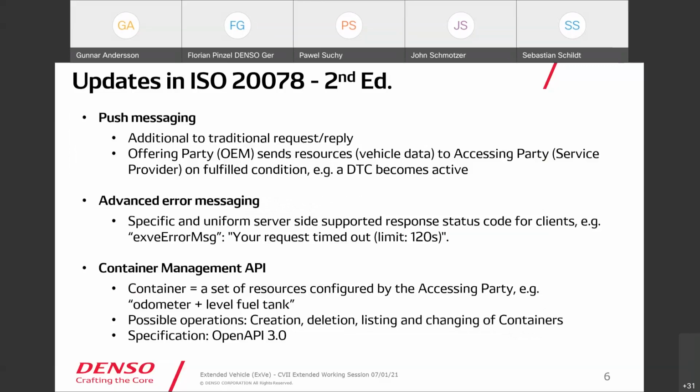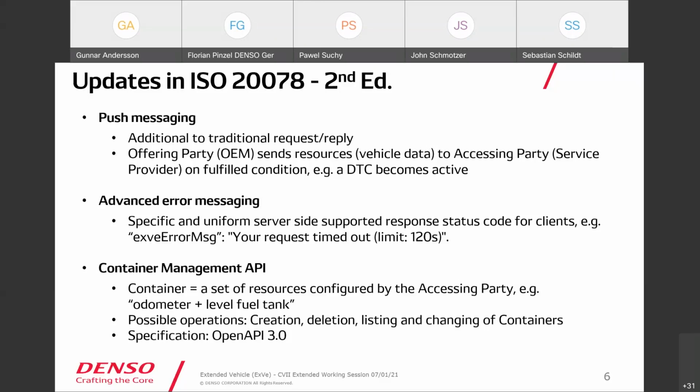Okay, from a standardization perspective, what has happened recently in the second edition? I'm not going into too much detail here, but see it as plain information for you, what we added in the second edition within the last year or more. Push messaging was added in addition to traditional request reply. Also, advanced error messaging was introduced to the standard, describing some specific response codes for clients. And there was also the introduction of a container management API.